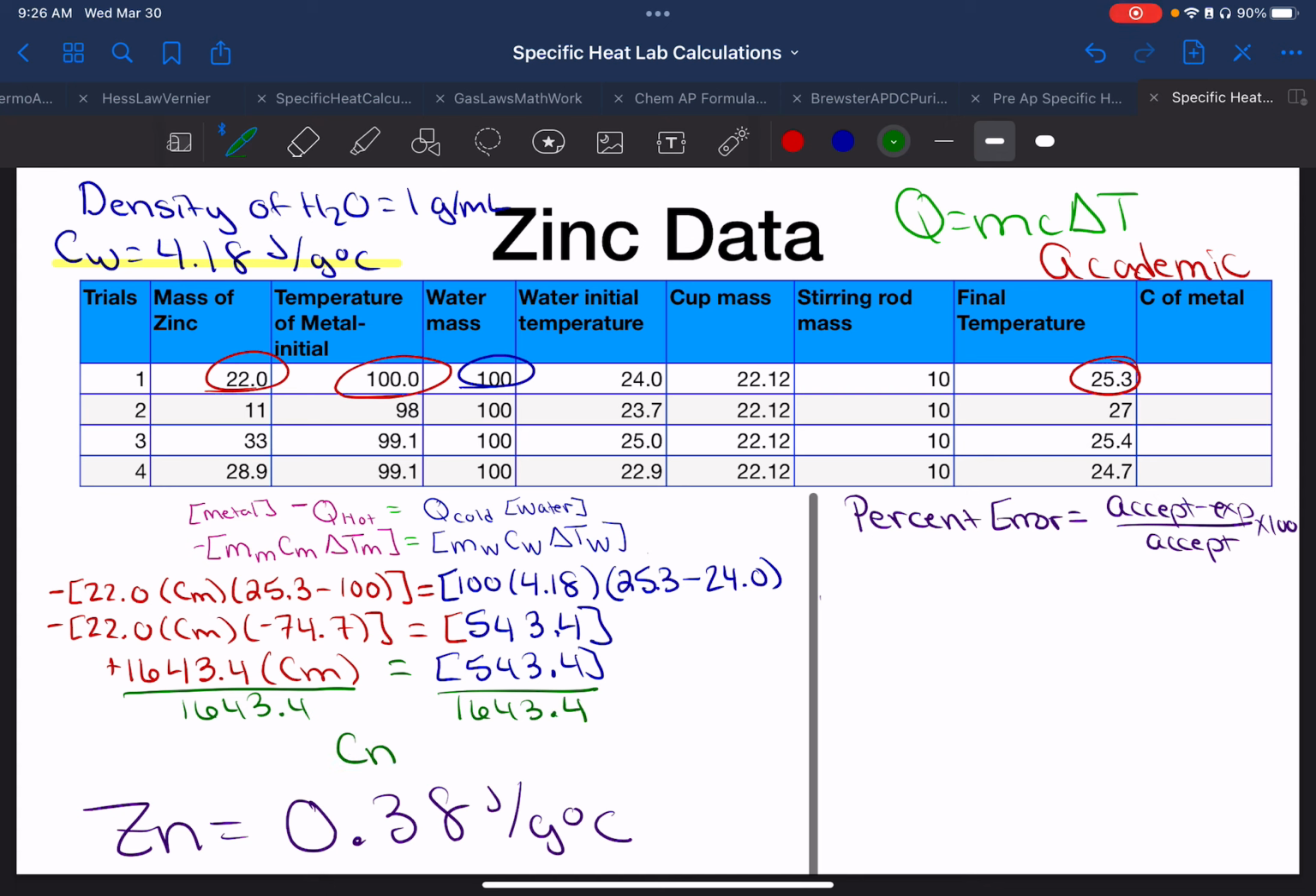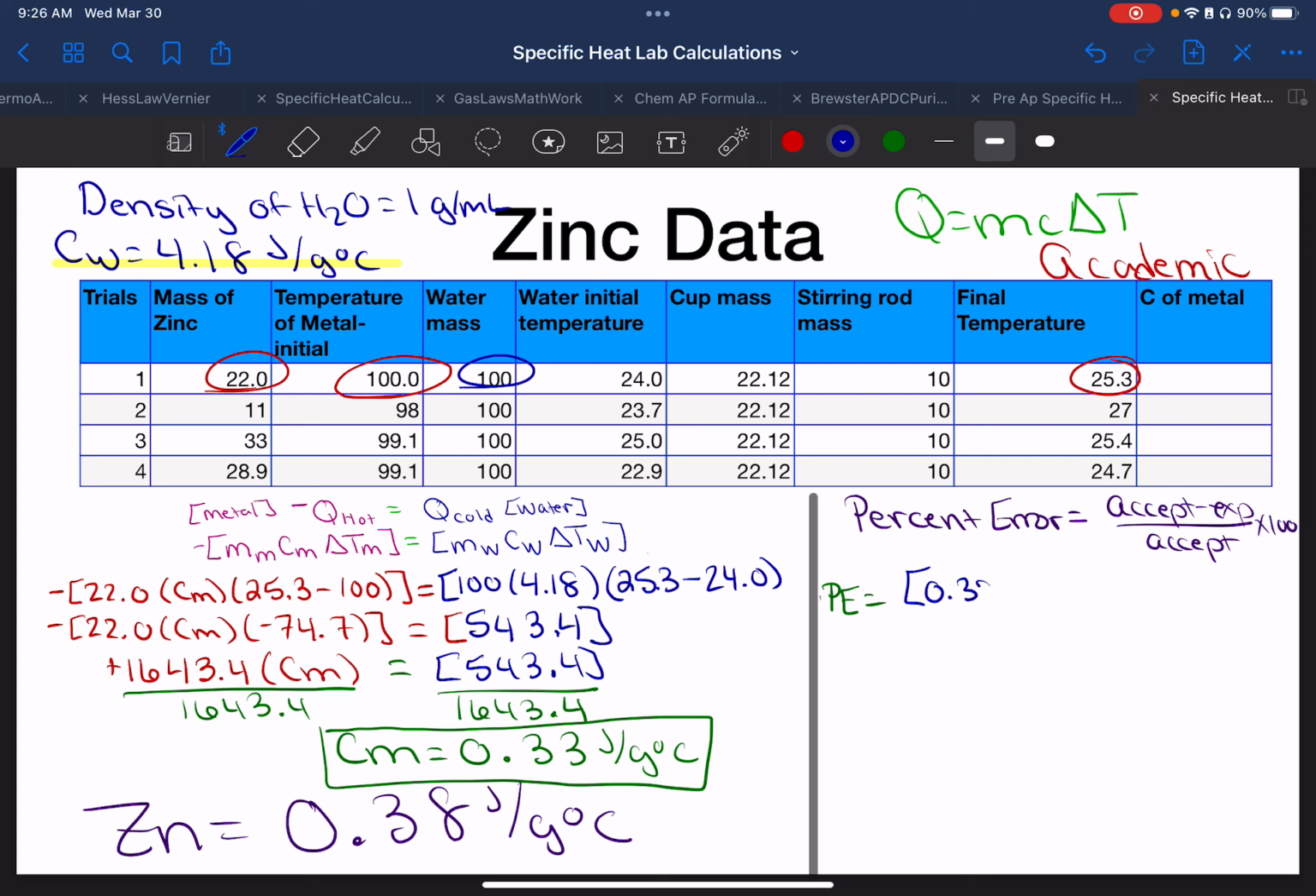And so I'm going to find out that my CM, when I do this, is kind of a small number, but that's what I kind of actually want. So I get 0.33. And so now what I need to do is I need to do percent error. So my percent error equals, my accepted value for this is 0.38. My experimental value is 0.33.